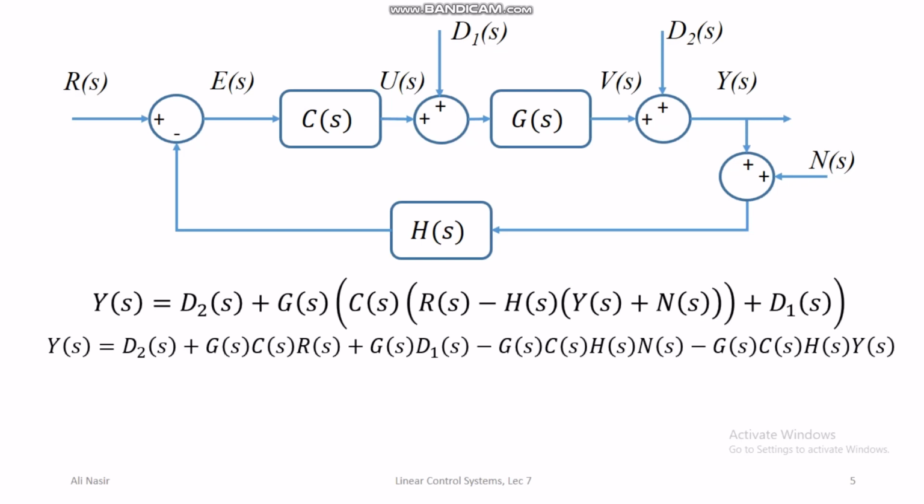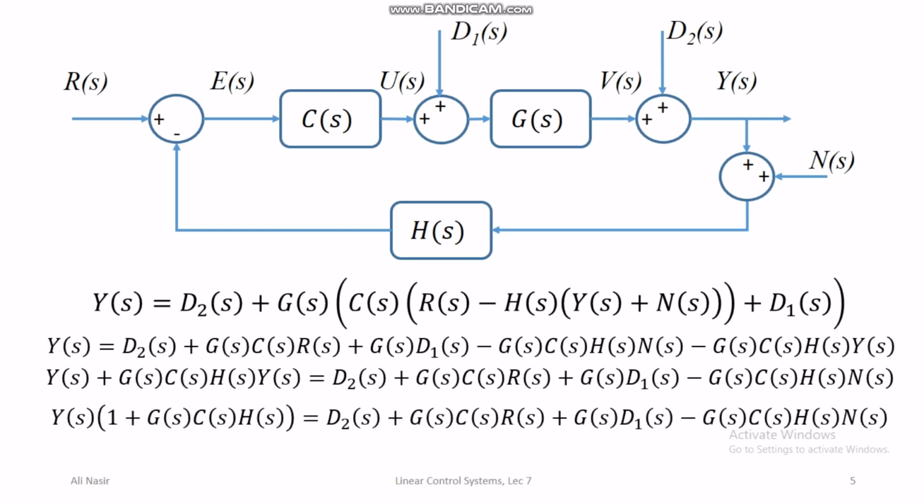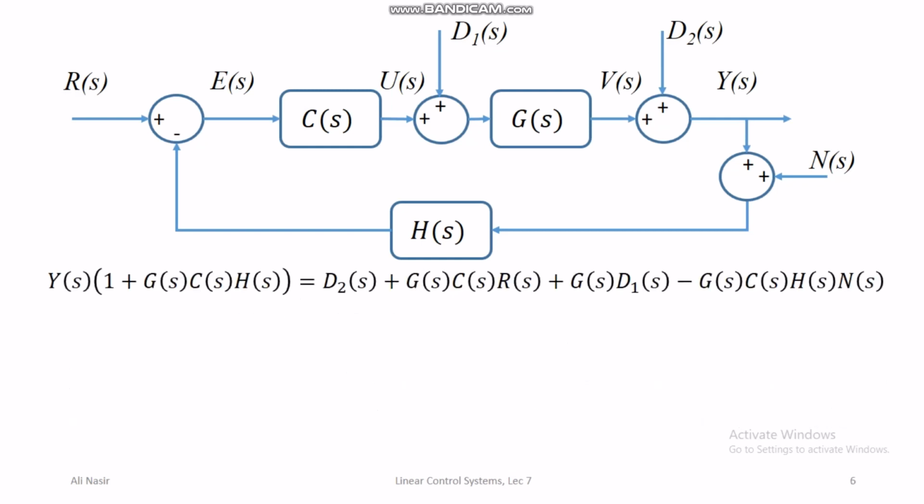We bring that term to the left hand side, and this left hand side becomes y of s plus g of s, c of s, h of s times y of s. And then we take y of s common on the left hand side. In the next slide we copy the last equation from the previous slide, and still we have y of s common on the left hand side.